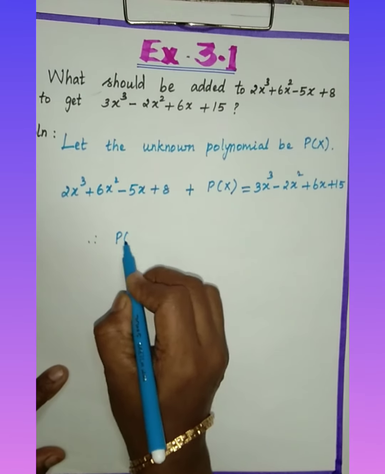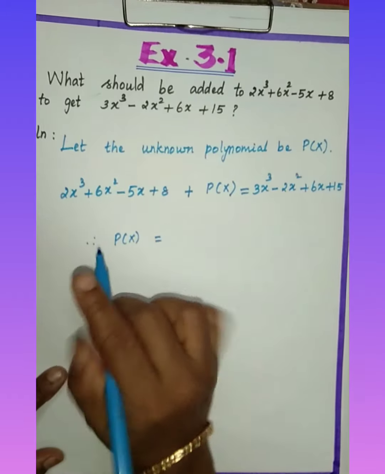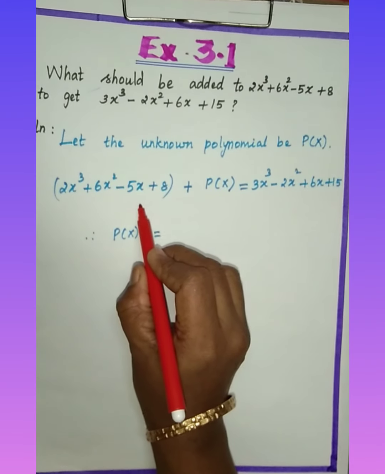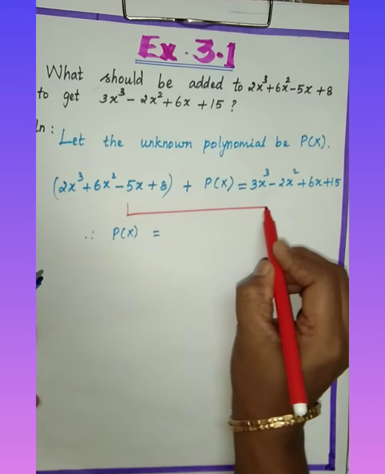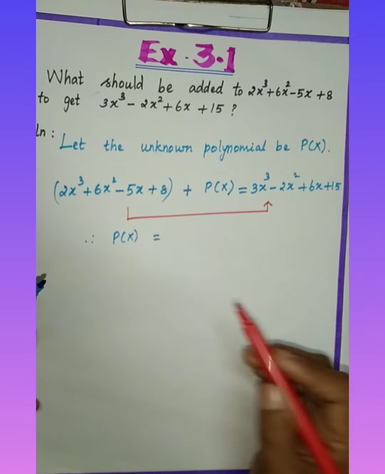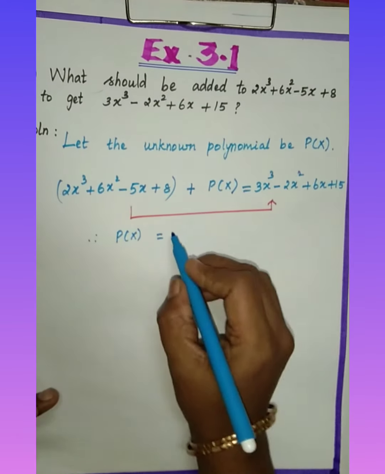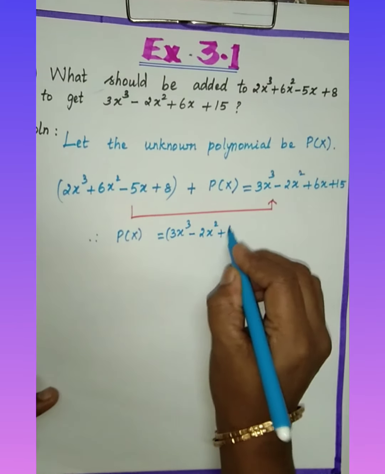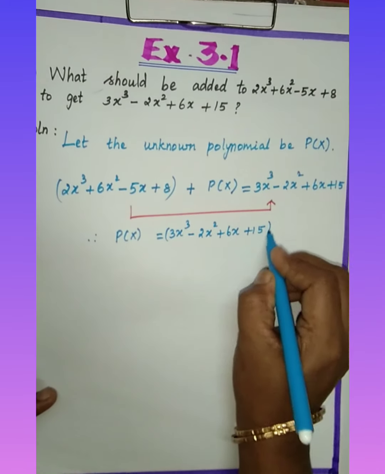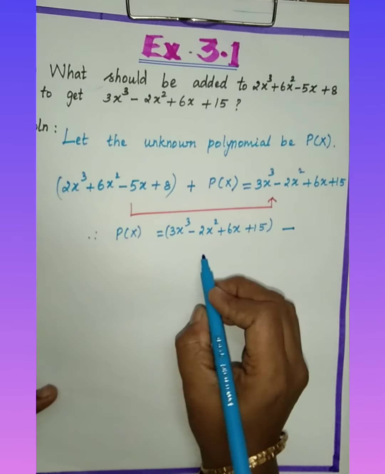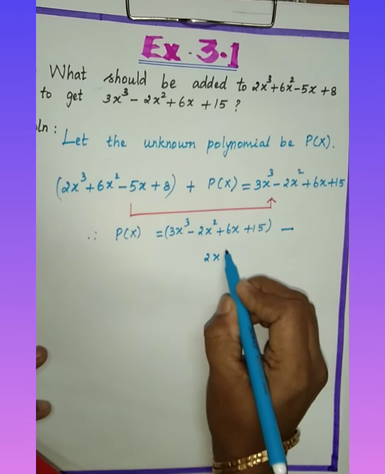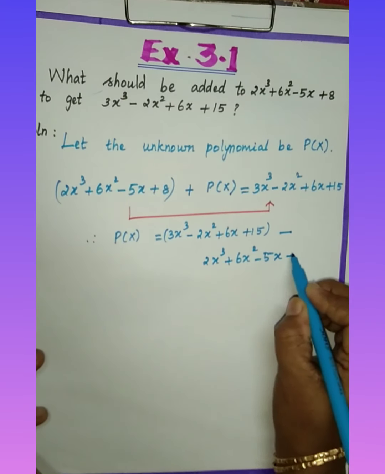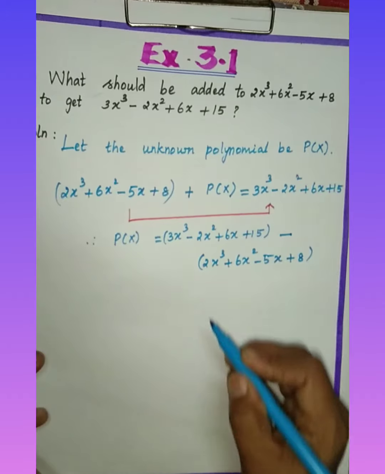Therefore, P of x equals, this plus polynomial comes to the right side, that is 3x power 3 minus 2x square plus 6x plus 15 minus the second polynomial 2x power 3 plus 6x square minus 5x plus 8. Write the polynomials in brackets.